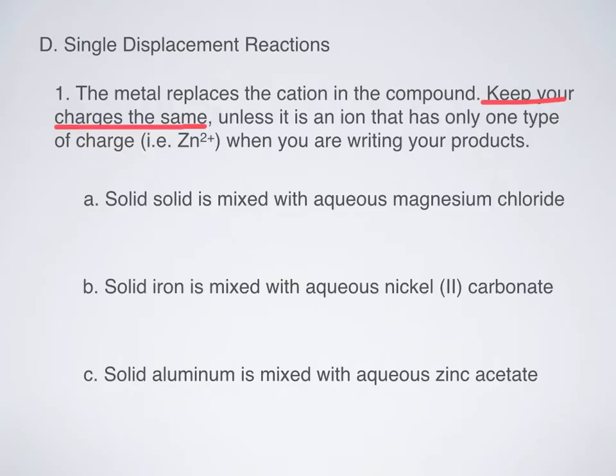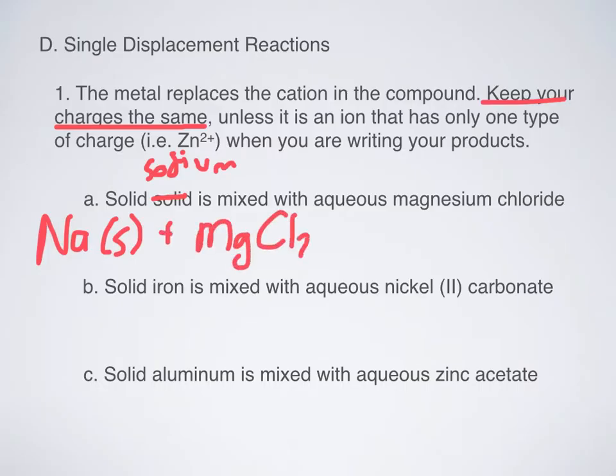Okay? So it says solid, solid. And again, I guess I have to probably fix that on your slide. So it should say solid sodium. There we go. So solid sodium is mixed with aqueous magnesium chloride. All right, so let's write out. Solid sodium is Na like this. Aqueous magnesium chloride looks like this. AQ.